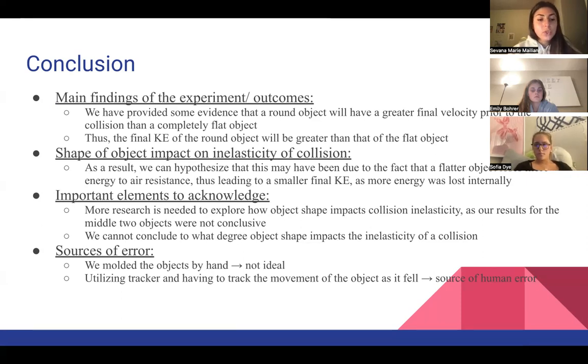And our potential sources of error, we molded our objects by hand, which honestly isn't really ideal. And just issues with utilizing Tracker and having to track the movement of the object as it fell can be oftentimes difficult. And yep, that is our project.